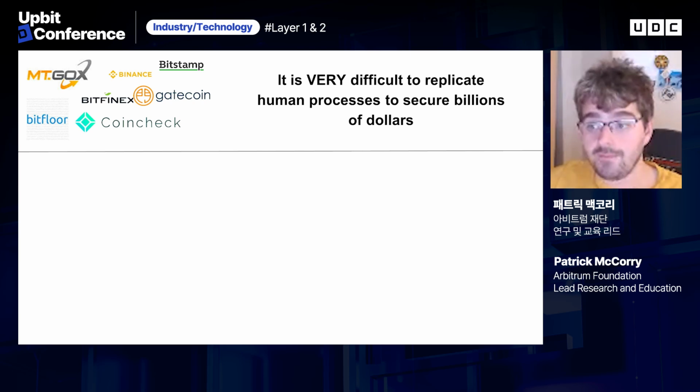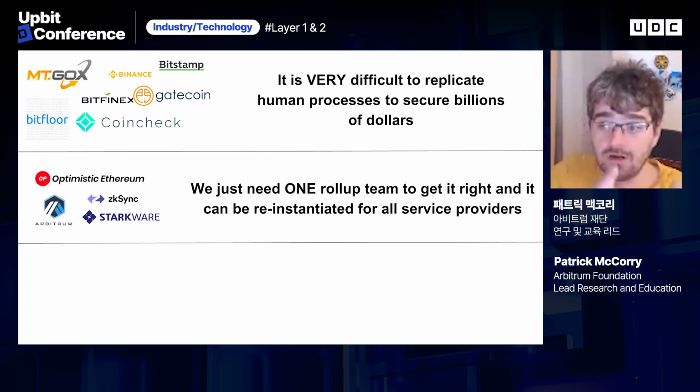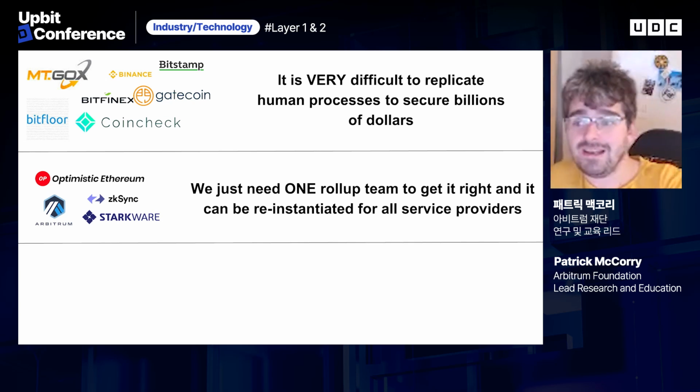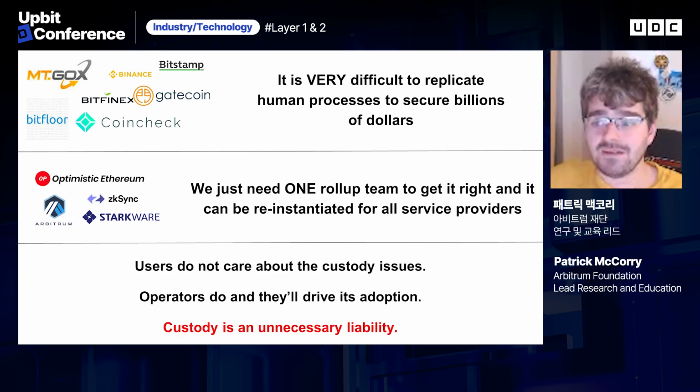And so my belief is that it's very difficult to replicate human processes to secure billions of dollars. We've tried this for 14 years. It's very difficult to do. And so you just end up with 1 or 2 large companies that can achieve it. If one rollup team can get it right, hopefully Arbitrum can, that's why I work there, one team can get this right, and we can take this software stack, give it to all these companies, allow them to redeploy the tech stack, a bit like Linux, it's just a tech stack. Then maybe the software can protect the funds by default and not humans.